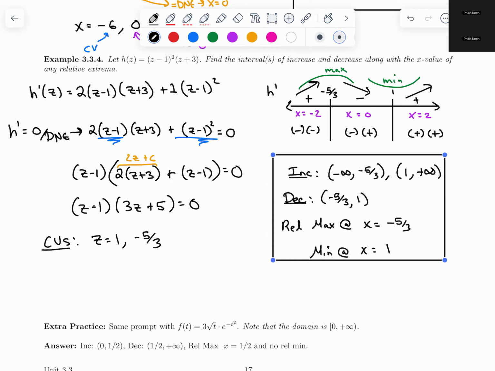If the question asked me to find the location, all I would need to do is plug that into h of z, and then I would find the y value, and I get to write the point. Are there any questions on that?